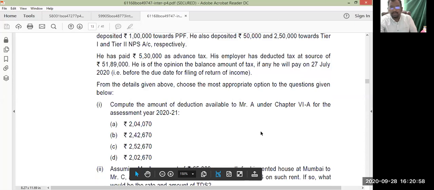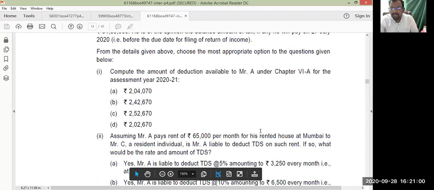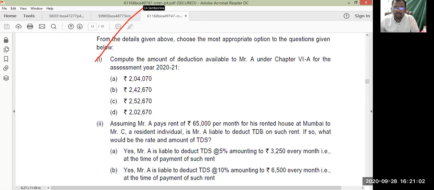So this is a question given to you, and from this question you ask the MCQs like, calculate the amount of deduction available to Mr. A under chapter 6A. So take that medical insurance premiums, preventive medical health checkup, PPF contributions, NPS contributions, and calculate the amounts now.